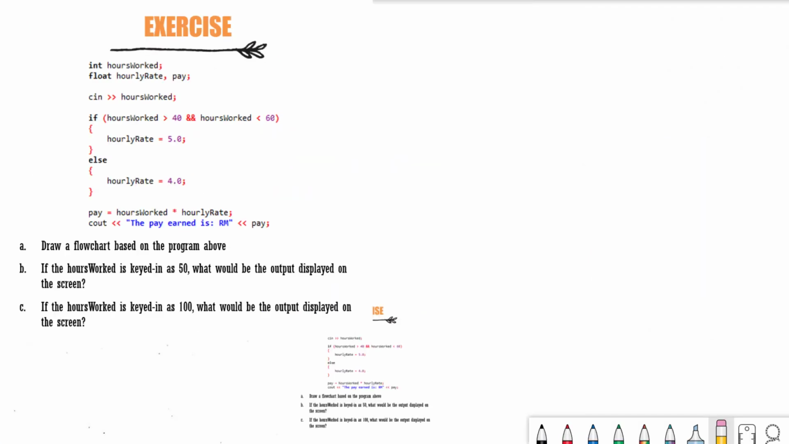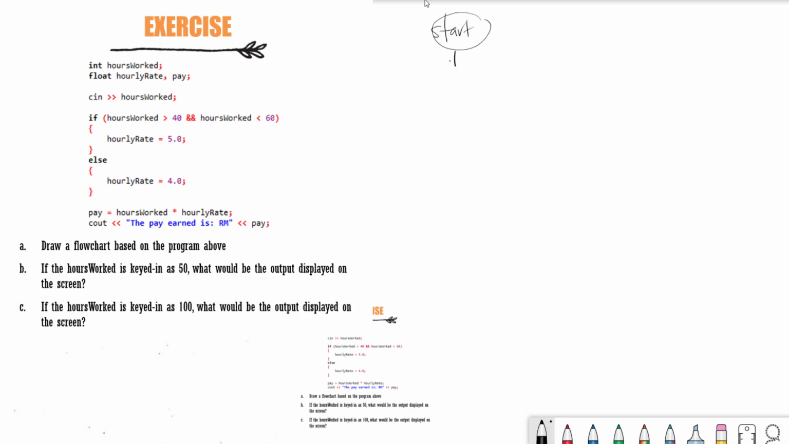Alright, okay, so let's move on to the next question. This problem states that we need to draw a flowchart based on the program given. Again, to draw any flowchart, the first thing that we need is of course start.